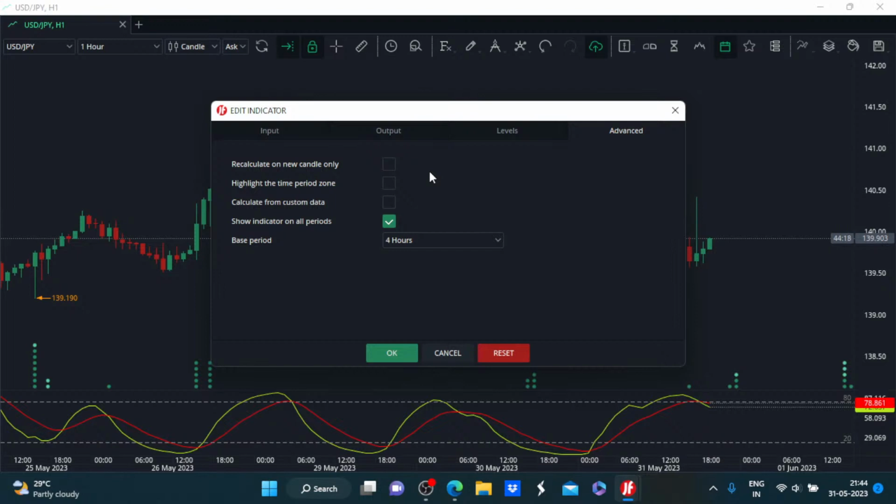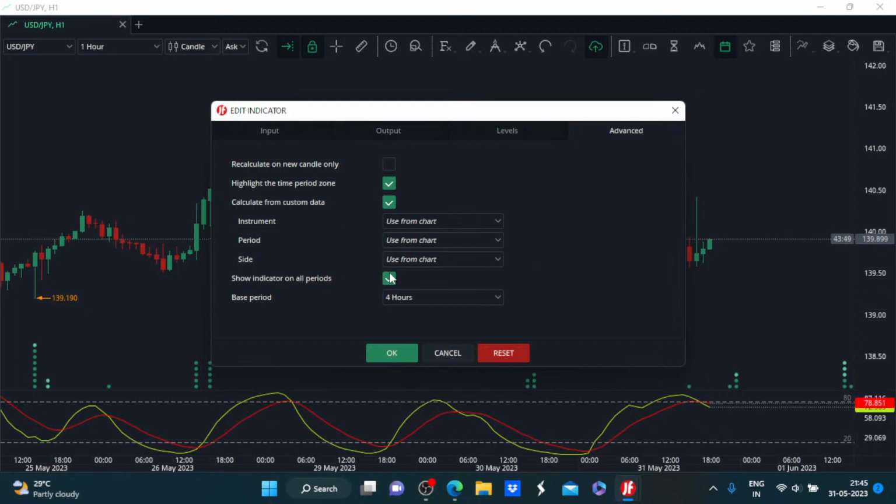Advanced editing option, calculate on new candle only, you can do that as well. It will pick up the output and it will remain the same throughout the current candle period. Highlight the time period zone, whatever your calculation period is will be highlighted if you are looking for the option. Calculate from custom data, you can customize the calculation with the instrument, candle period and side being given the option of defining it. So you can have this indicator's output defined independently of the chart.